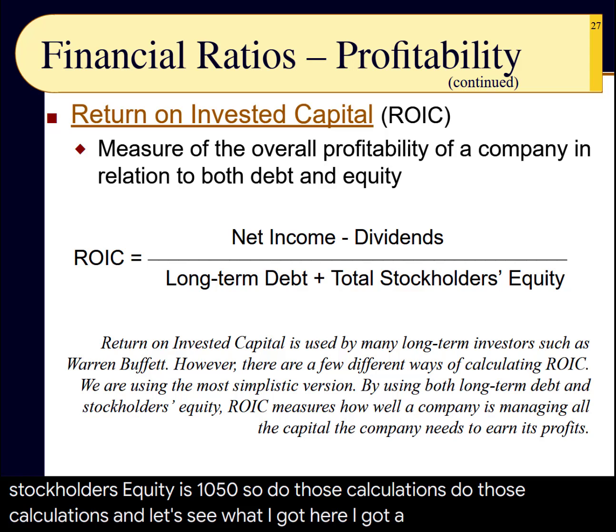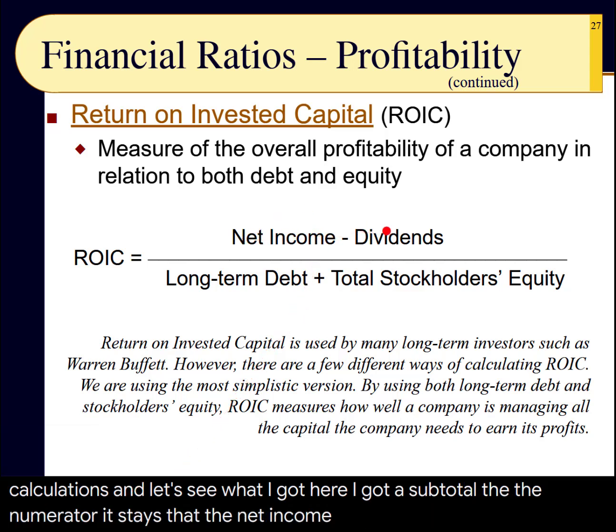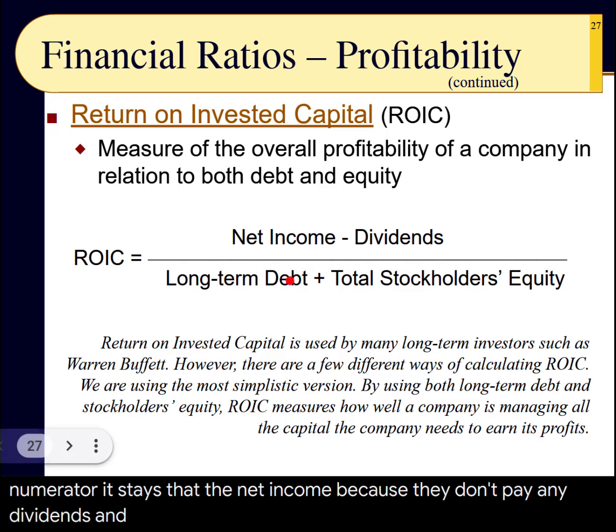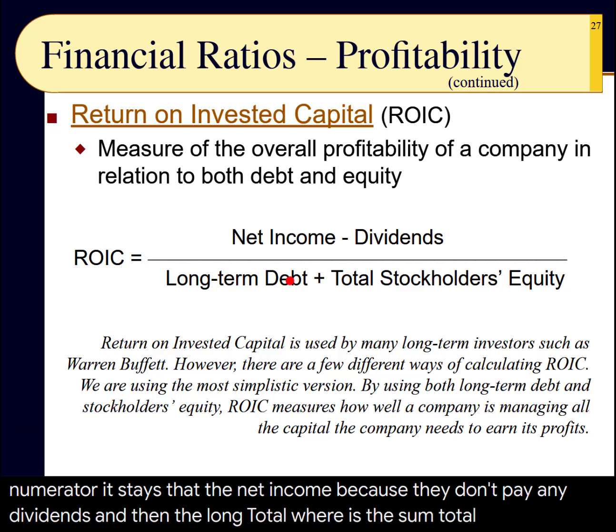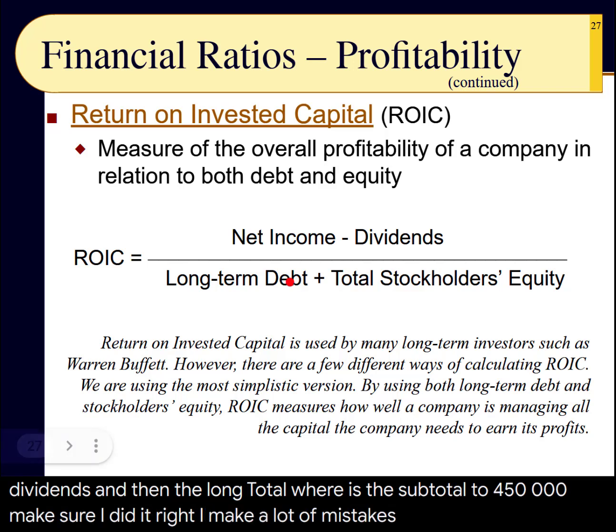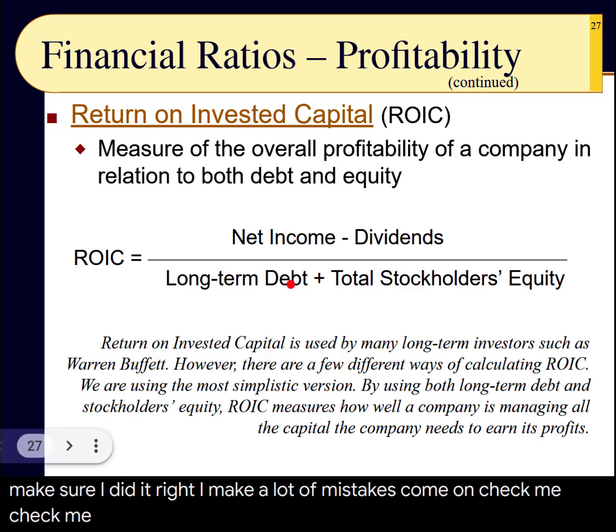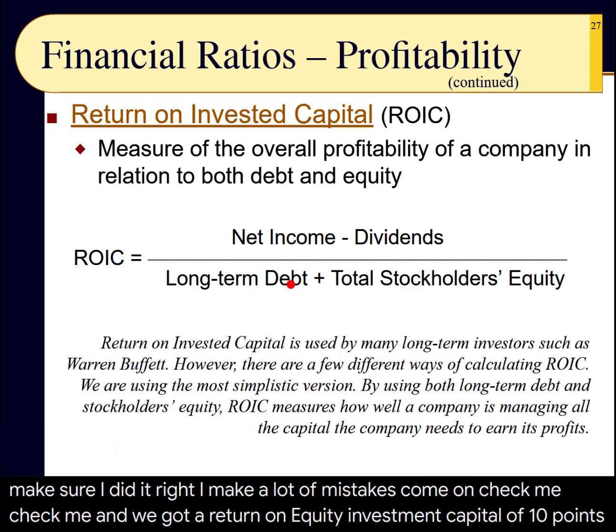I got a subtotal. The numerator stays at the net income because they don't pay any dividends. And then the long-term debt and the stockholders' equity, I got a subtotal. Where is the subtotal? 2,450,000. Make sure I did it right. I make a lot of mistakes. Come on, check me. And we got a return on invested capital of 10.66%.